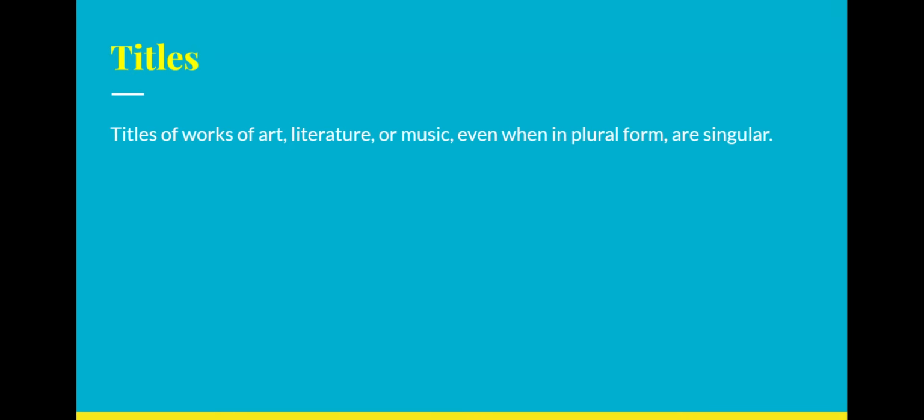What do we do when it comes to titles? So the grammar rule states that titles of works of art, literature, or music, even when in plural form, we treat as singular. So The Grapes of Wrath is a novel by John Steinbeck, right? The Grapes of Wrath is one book, so it's singular. We would use a singular verb is to go along with that.